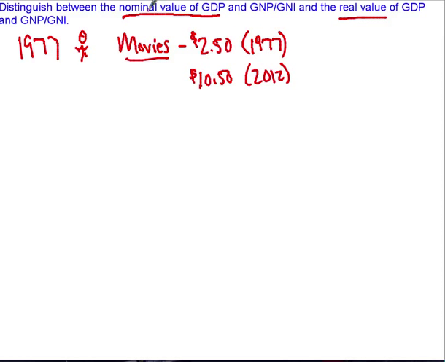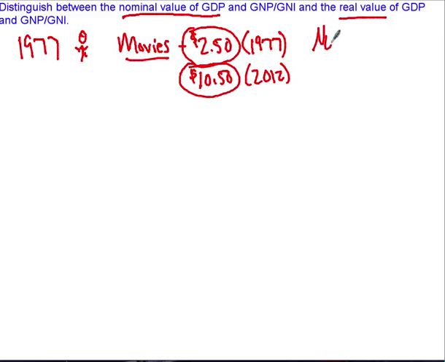And so what we want to look at is, is it fair to say that we're paying almost 5 times more, 4 times more in movie tickets today? Does it hurt us 4 times more than it did back in 1977 when I was a kid? When we look at the actual dollar value of the time, that's what we call the nominal value.